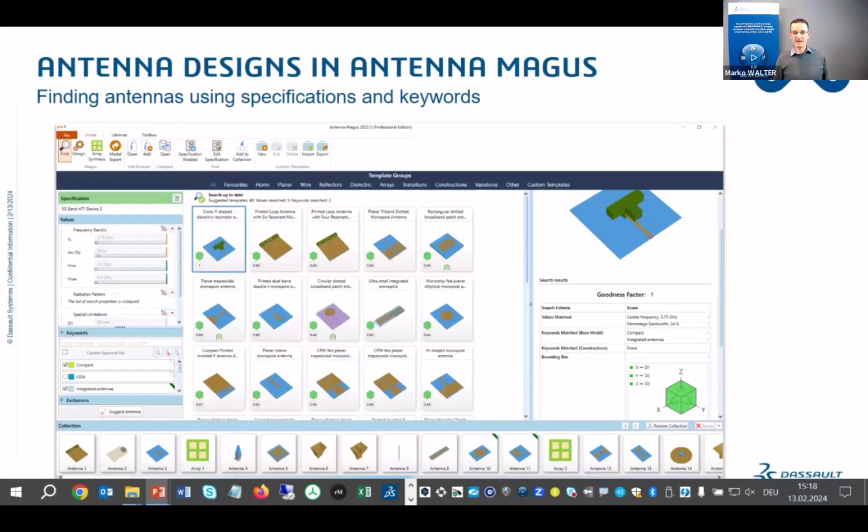Results are grouped for you by antenna type in case you have a particular manufacturing technology in mind. So if you're making something of wires or planar, if you're looking at dielectric antennas, you can filter immediately by those. And of course you get an immediate visual indication of how well the various antennas fulfill your objectives. So in this case, the first choice with a goodness factor of 1 is this cross T-shaped dielectric resonator. I've never encountered this before. I didn't know about it previously, but it looks quite interesting. So it might be worth an investigation.